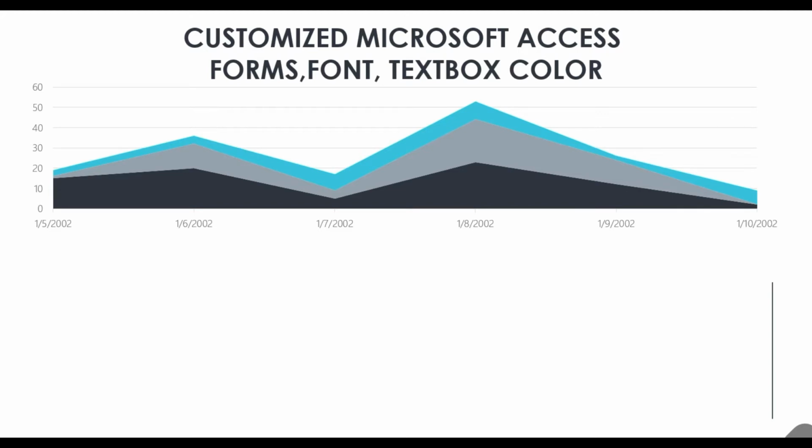Now I will show you how to customize Microsoft Access forms, font, and text box colors using this color scheme. I will use these colors either for the font, text box, or the form itself. So how? Okay, now let's start.